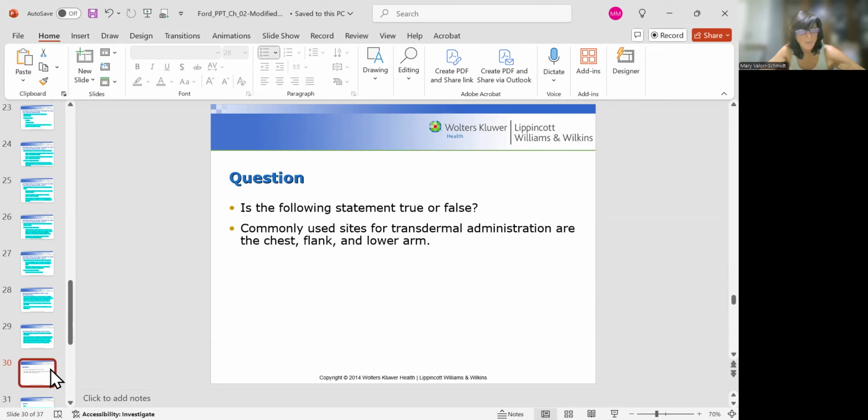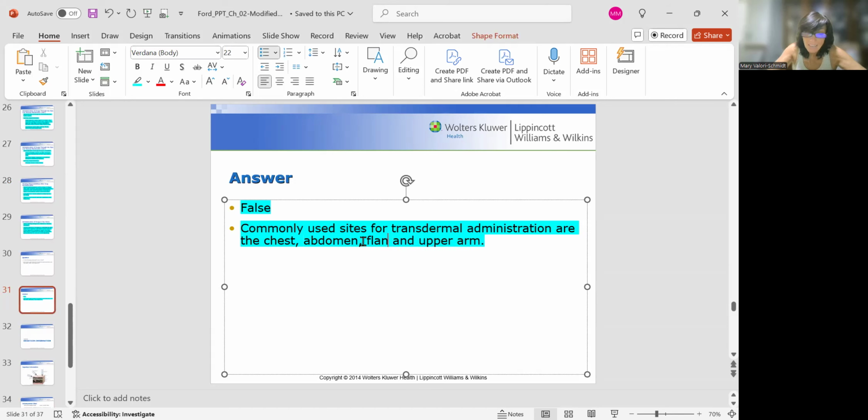Question, is the following statement true or false? Commonly used sites for transdermal administration are the chest, the flank, and the lower arm. And the answer would be false. Commonly used sites are the chest, the abdomen, add the flank, and the upper arm, okay?